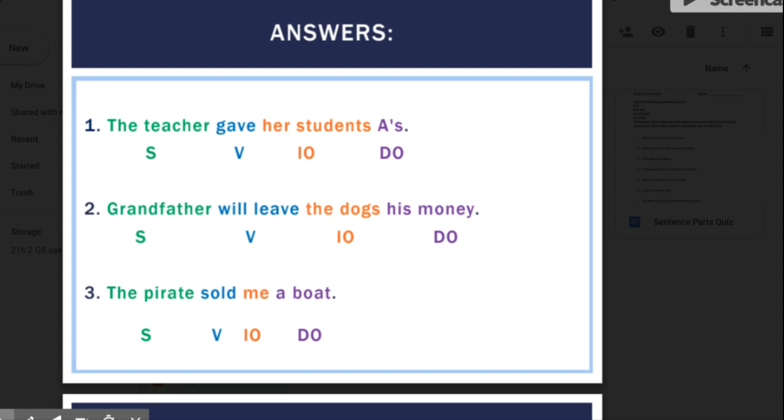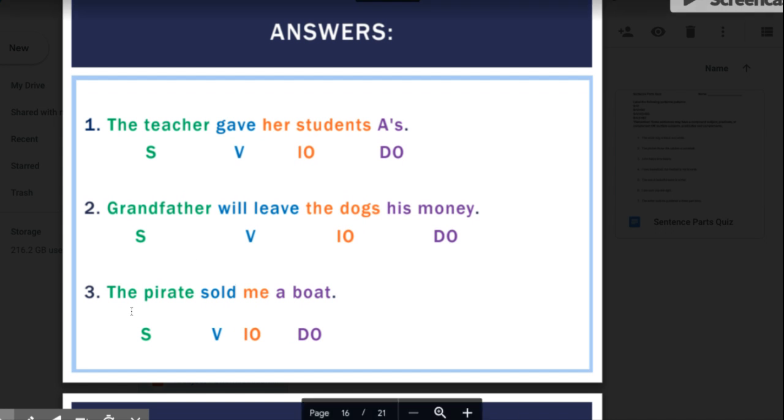All right, number 3. The pirates sold me a boat. What's my verb? Sold, that's an action verb, just like the rest of them. The pirate is the subject, doing the action. The pirate sold, what did they sell? A boat, that's direct object. Who did they sell it to? Me, that's my indirect object. Good job.